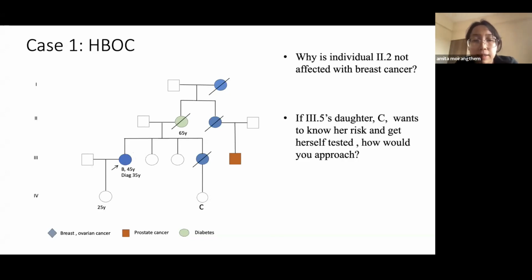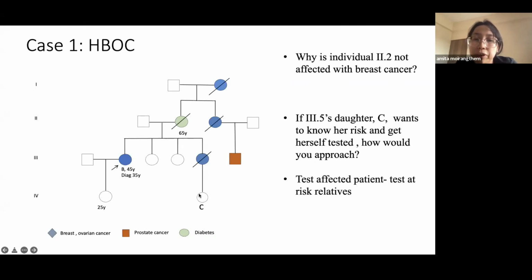That is the question which I'll answer in the next slide. Before that, there's another question here, where this particular individual C wants to know her risk and get herself tested. She comes to your clinic and gives this family history, and she says, I want to know what is my risk of developing cancer and I want to get myself tested. So how do we approach that? There are basically two ways to approach it. First, as always, we ask her to bring the particular individual who is alive and is affected so that we can test her, and then subsequently we can test for the same in her.